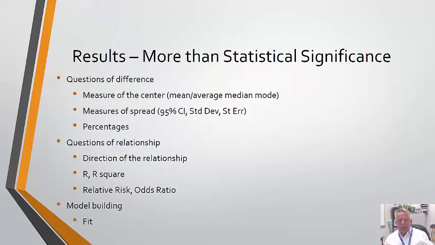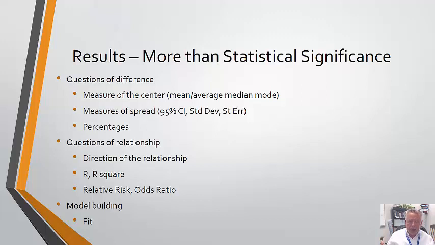So it's more than just looking to see if it's statistically significant. If you're looking at questions of difference, you should have some measure of the center. That'd be the mean, or the average, the median, or the mode. So something that tells you how these groups scored, like the average blood pressure reading of this group and the average blood pressure reading of this group.